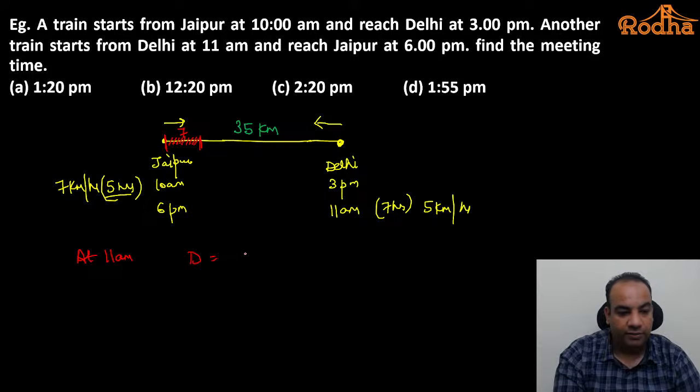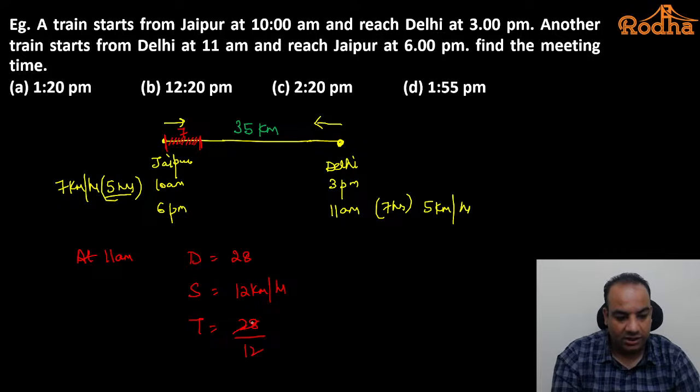डिस्टेंस बिटवीन देम वुड बी व्हाट? 28. रिलेटिव स्पीड इज व्हाट? रिलेटिव स्पीड दोनों ऑपोजिट डायरेक्शन में, दैट इज 12 km per hour. So time is what? Distance upon speed. If you solve this, that is 2 hours 20 minutes.